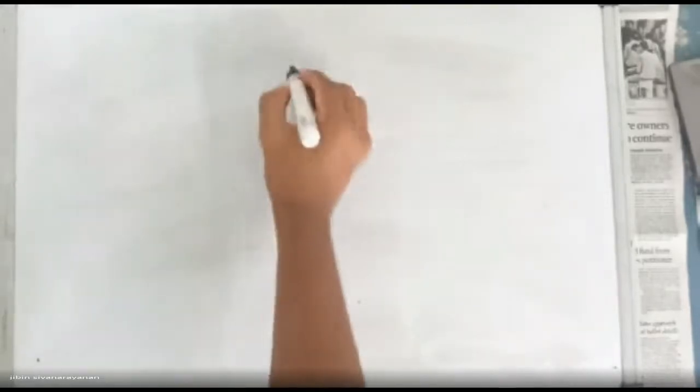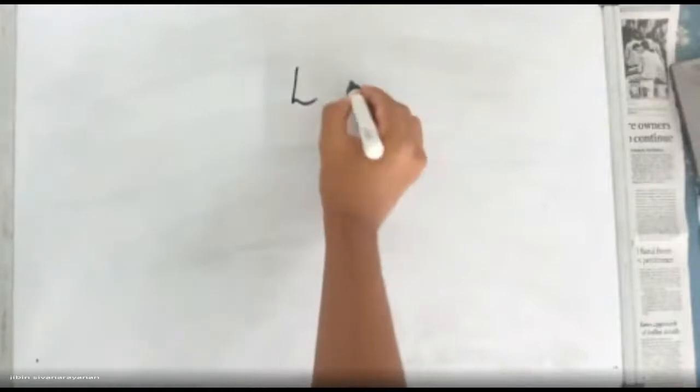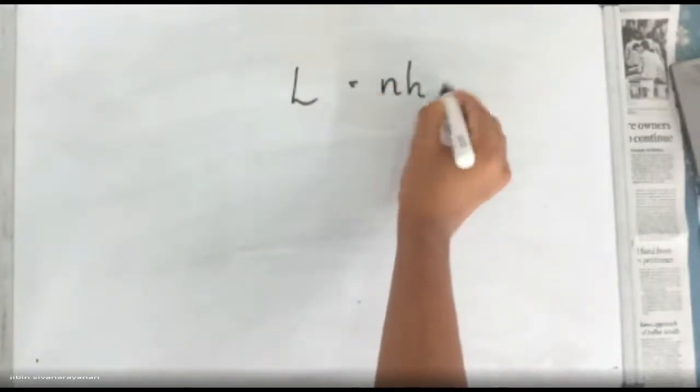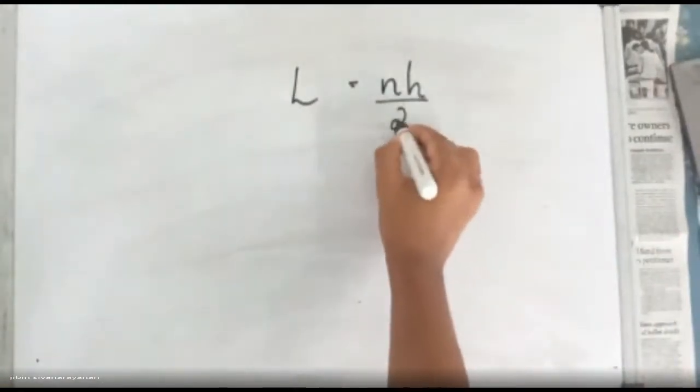The third postulate is that the angular momentum of an electron is an integral multiple of h by 2 pi. It's a constant value. So we can write angular momentum L equal to n h by 2 pi, where n is an integer, and we can take the values of n as 1, 2, 3, 4, etc.